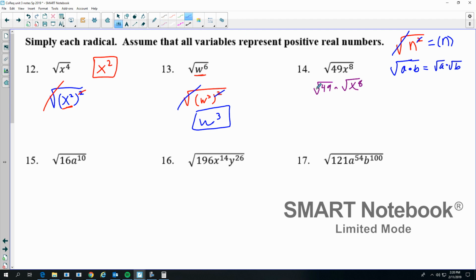And so the square root of 49 is 7. And then the square root of x to the 8th power, you might have kind of started picking up on the pattern here.